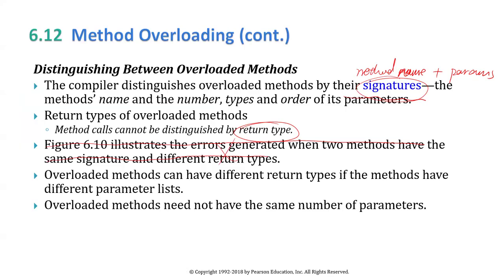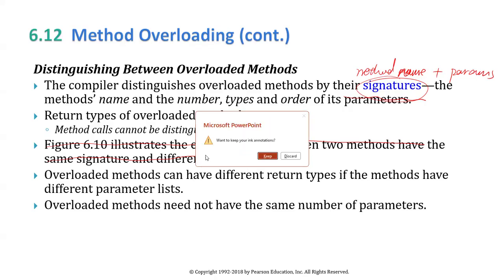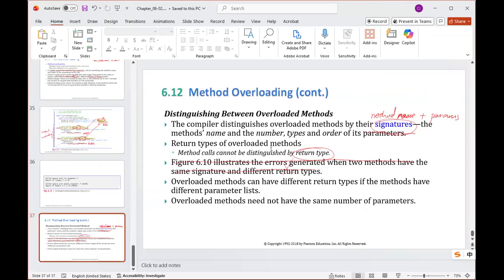And overloaded methods can have different return types, of course, if the methods have different parameter lists. The only different thing we have to remember is the signatures. They should be different. And for the return values, it depends on the things we are going to return. So they do not necessarily have to have the same return types for method overloading. And that's all for the review for chapter 6.